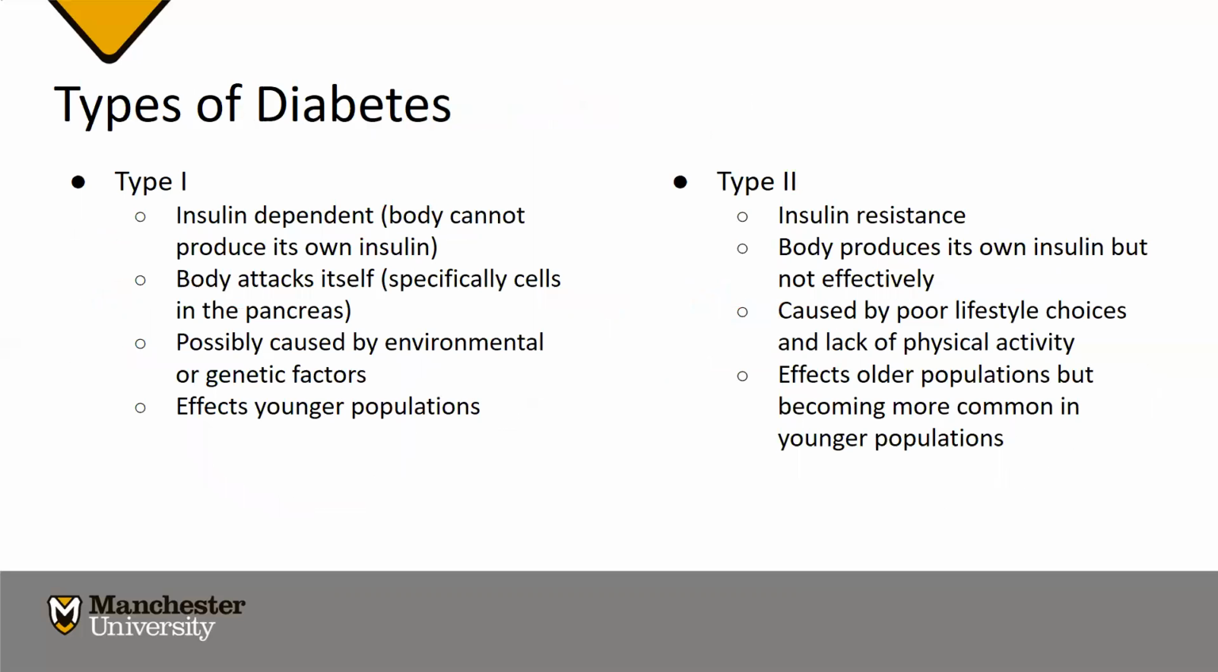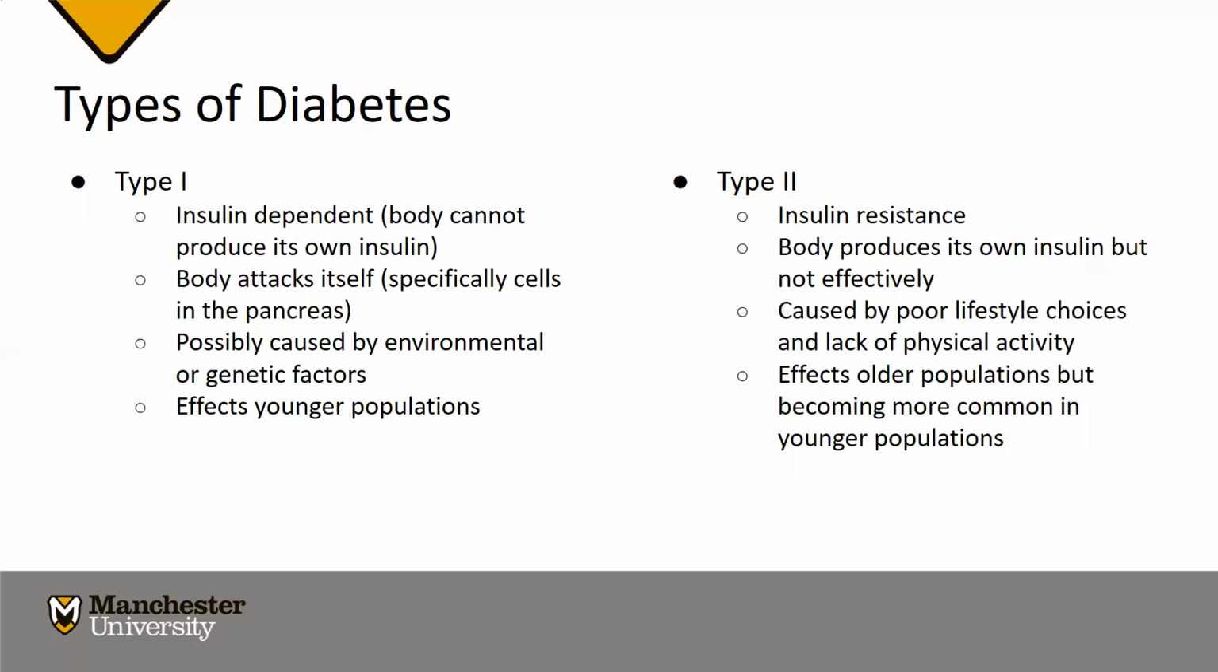So these are just the two different types. You do have a type 1, you have type 2. Type 1 tends to affect kind of your younger populations. It's when you're insulin dependent, so your body doesn't even produce its own insulin. Your body kind of attacks itself, so it's attacking those cells in the pancreas that can help release insulin.